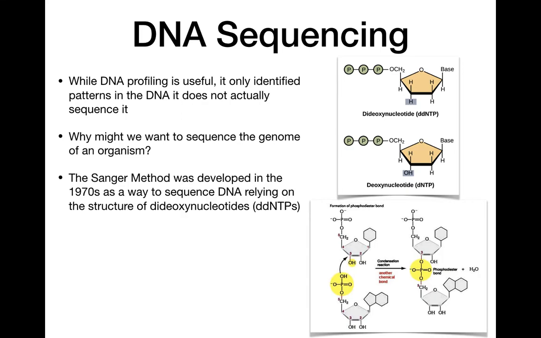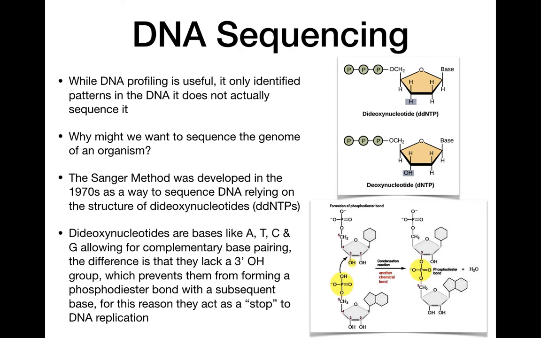The Sanger method is one of the earliest methods designed to sequence DNA, and it relies on the idea of these dideoxynucleotides, or ddNTPs. How it works is ddNTPs are bases, like A, T, C, and G, and they allow for complementary base pairing. There's one important structural difference that differentiates them, and that's a lack of a hydroxyl group, a 3' OH group, which means they can't form a proper phosphodiester bond with the next base, which stops the entire DNA sequence from continuing. So if you have a ddNTP, it will correctly bond with its complementary base, but no base after that can bond because it can't make a chain. They can't form the right kind of bond to continue, lacking that one little OH group.